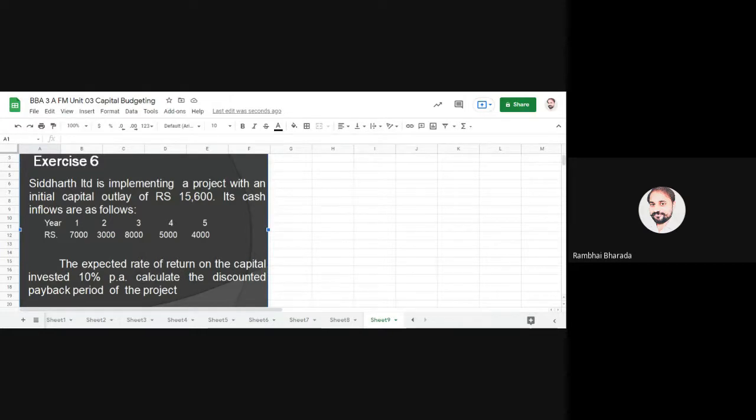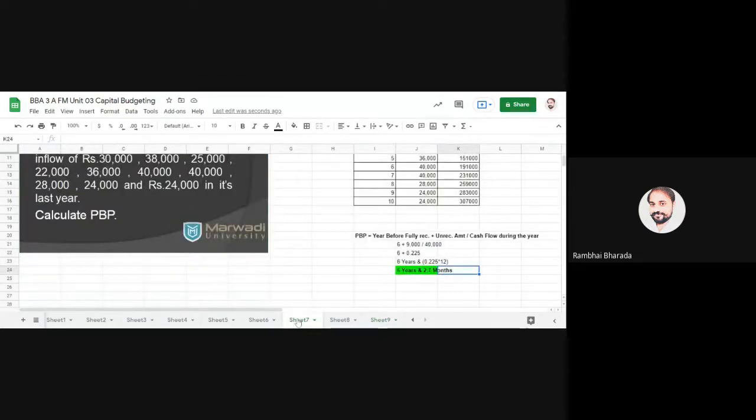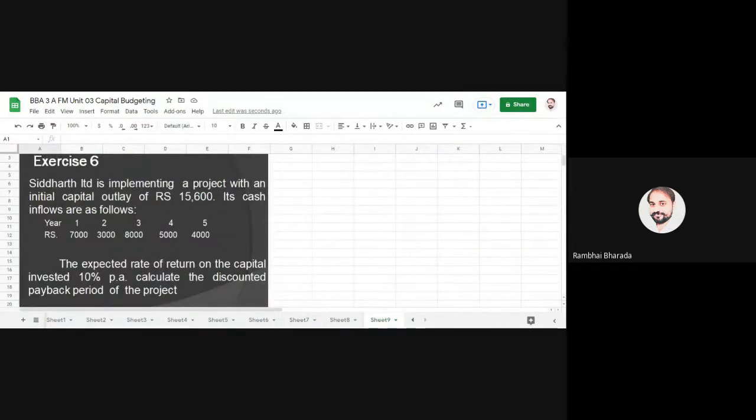Cash inflows. The expected rate of return on capital investment is 10% per annum. Calculate the discounted payback period. Please be focused, because in each and every practical question you will find calculate the payback period. But when you find discounted payback period, your entire method will change. So here the word discounted is important, and the profit during the year is important.